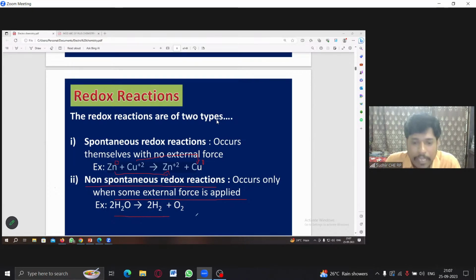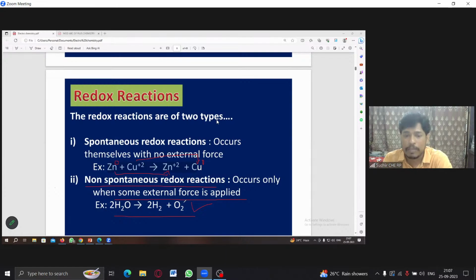The best example is the electrolytic decomposition of water. If you take water in an electrolytic cell and connect it to a battery, because of the electrical energy, the water is decomposed to give us hydrogen gas at the cathode and oxygen gas at the anode. So here, unless we give electricity, the reaction may not happen.